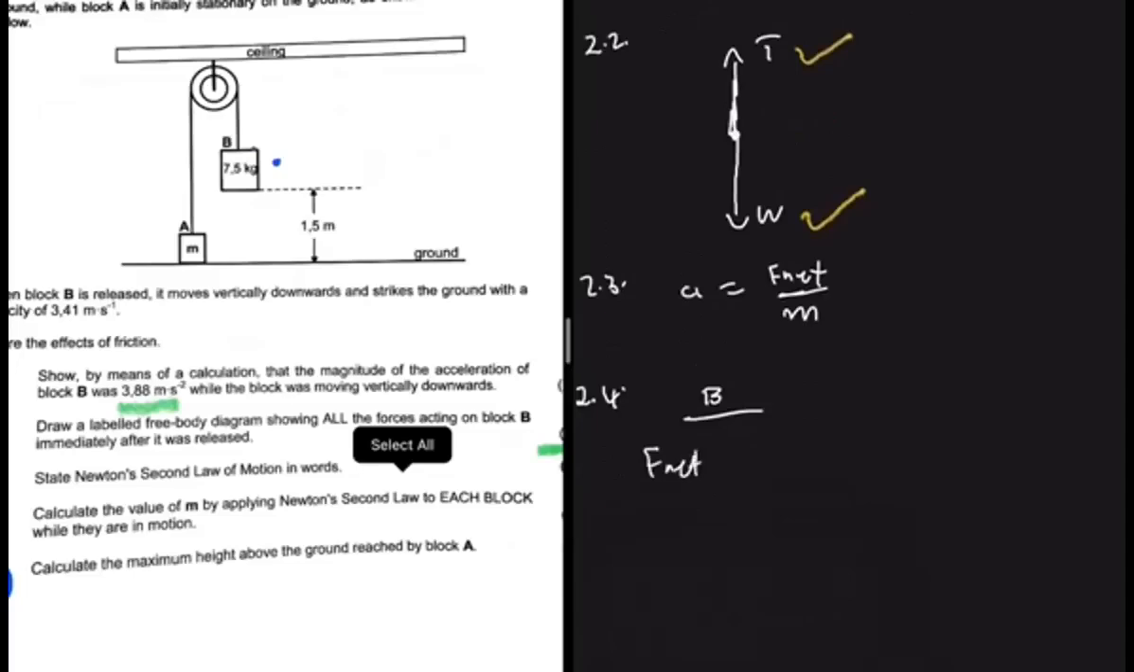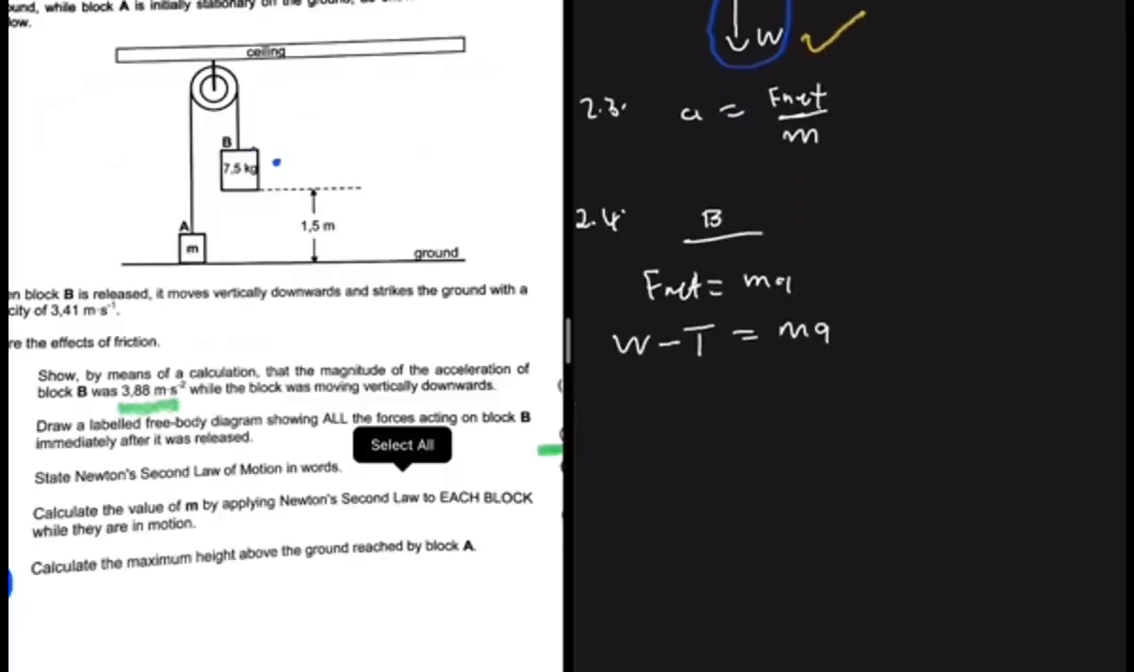So when I say F net is equal to ma, we're gonna say the force that is pulling the object minus the force that is opposing. The object is going down, right? So it means that we have the weight pulling our object, and then the tension is opposing. So we're gonna say that the weight minus the tension is equal to ma. So what is the weight?